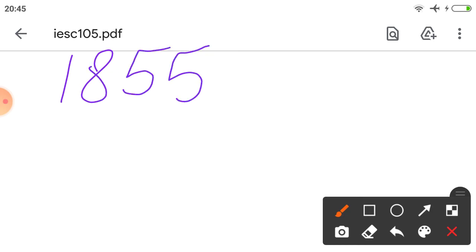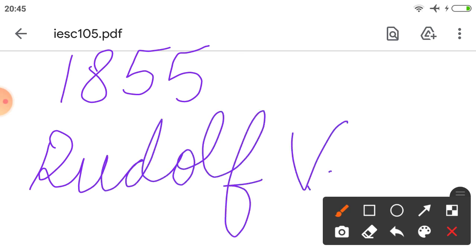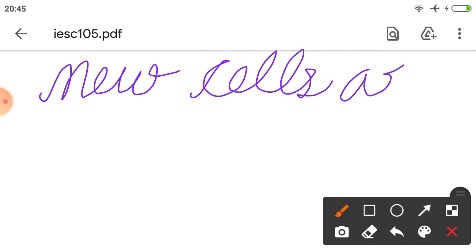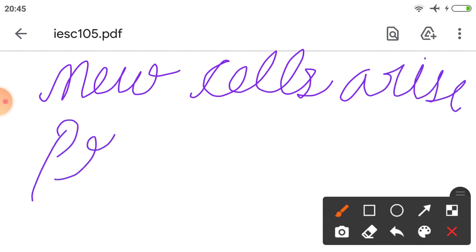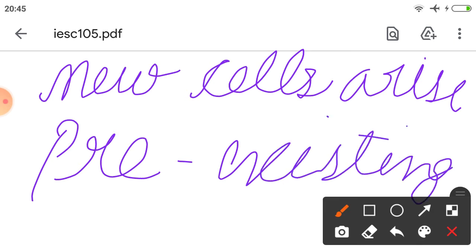After the cell theory, in 1855, Rudolf Virchow, it is not Robert Brown, it is Rudolf Virchow, stated that new cells arise from pre-existing cells. So it is all about the history of the cells.